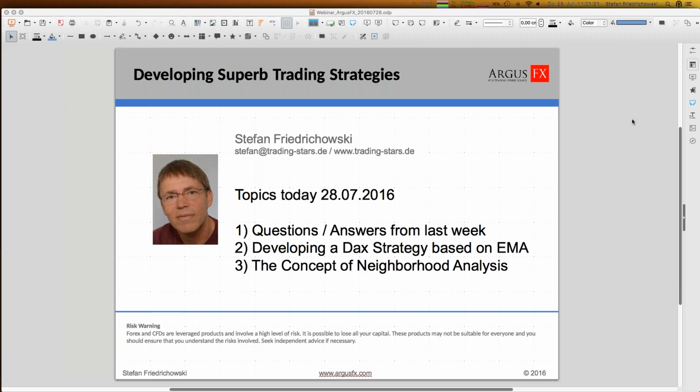And then I want to do the first step into getting a real trading strategy, so that you can see the context and how I do such kind of development of a trading strategy. I want to use as an example a DAX strategy running on a daily base, so a D1 strategy, and in principle that strategy is based on an EMA. But let's start with that later.